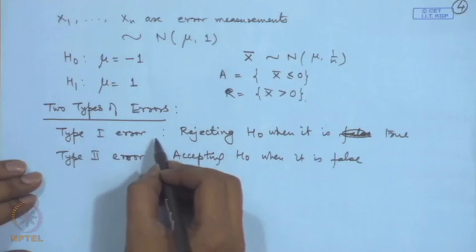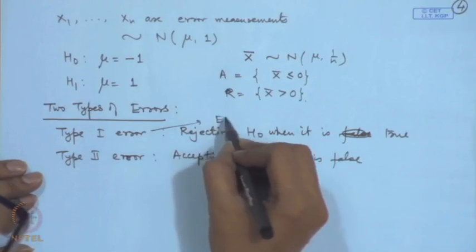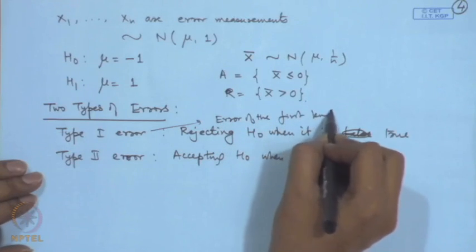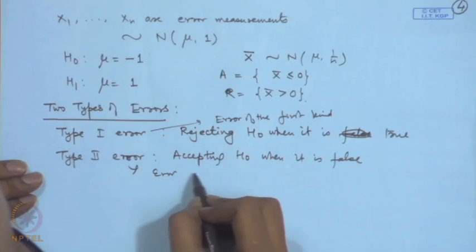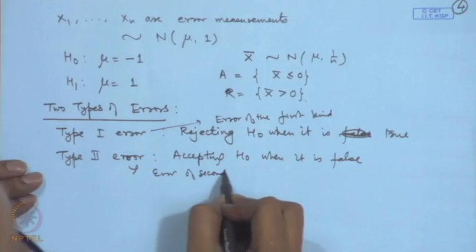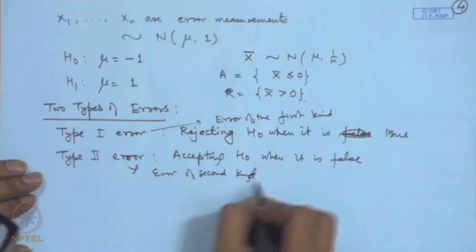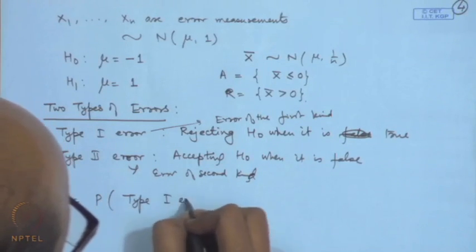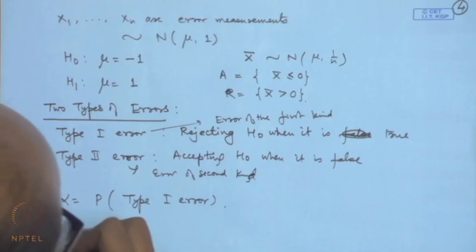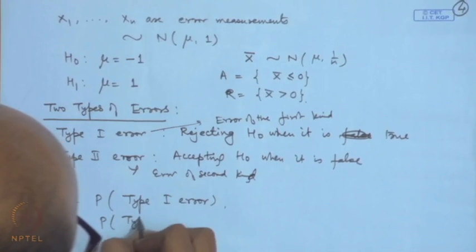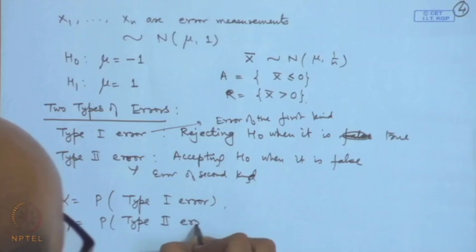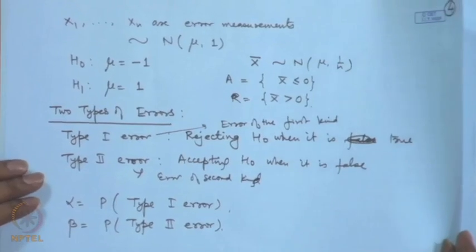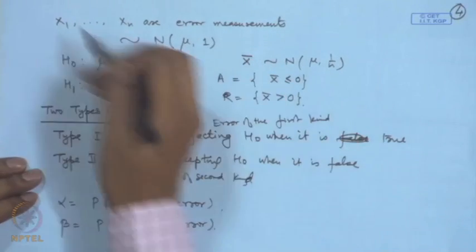So, this is called the error of the first kind, and this is called the error of the second kind. Usually we use the notation alpha is equal to the probability of type 1 error and beta as the probability of the type 2 error. Let me calculate these probabilities for this example.